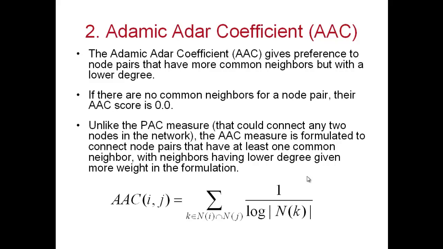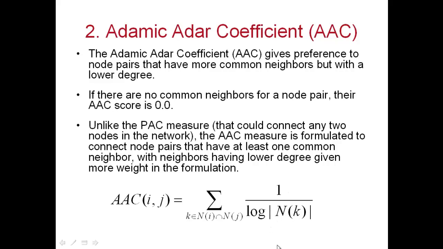Now the Adamic-Adar coefficient, which we can indicate as AAC, gives preference to node pairs that have more common neighbors but with a lower degree. So you look at the formulation here. For any node pair i,j, you find all the common neighbors of the two nodes i and j, and then use this formulation. So k will represent the common neighbors. You take the logarithm of the degree of those common neighbors, and then 1 over that logarithm value.